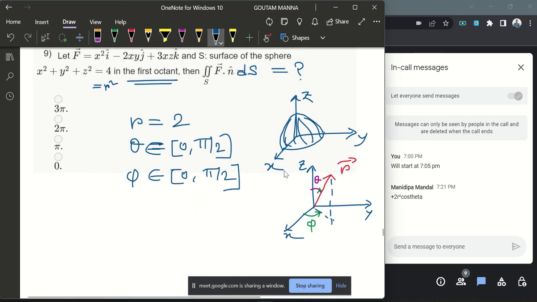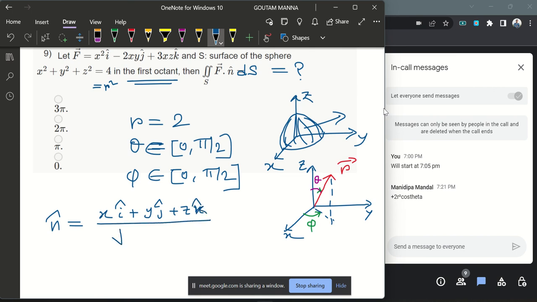So we are asked to find out this surface integral. So n hat, for a sphere, you can calculate easily. It's a unit vector along this radial direction. So it will be basically x i hat plus y j hat plus z k hat by root under of x square plus y square plus z square, which is basically the magnitude of the radius vector. The magnitude of radius vector is r, and on this surface, r equals 2.